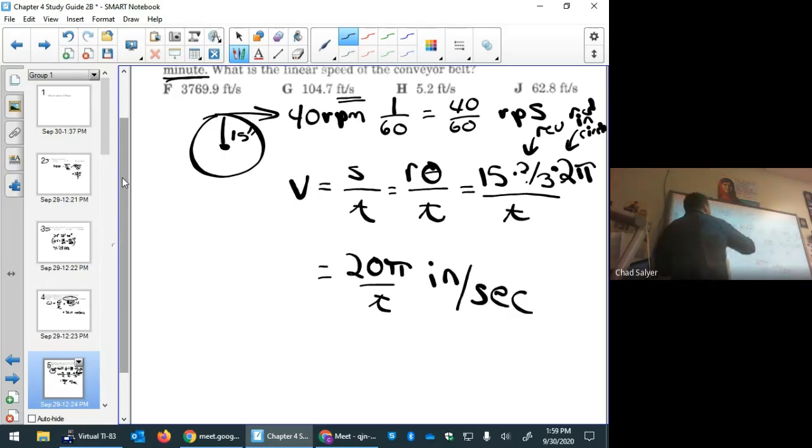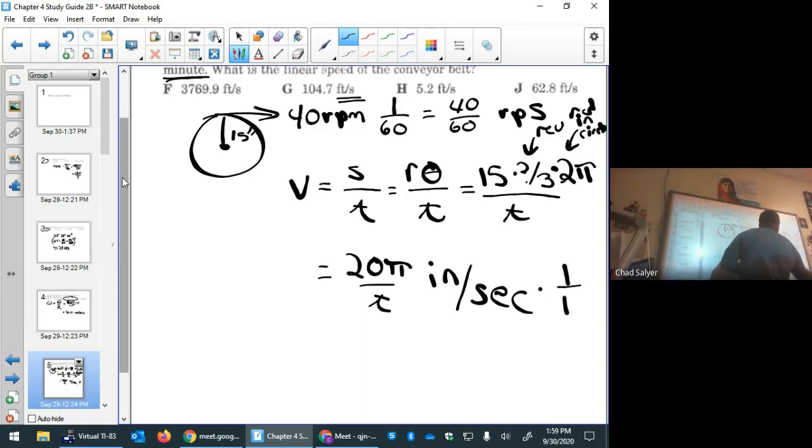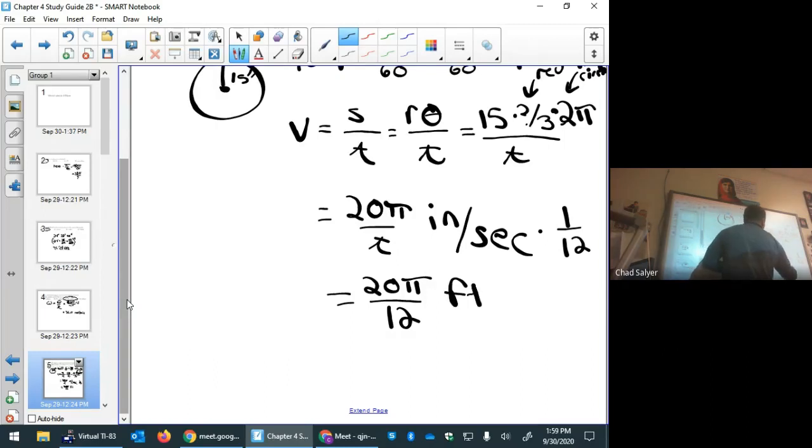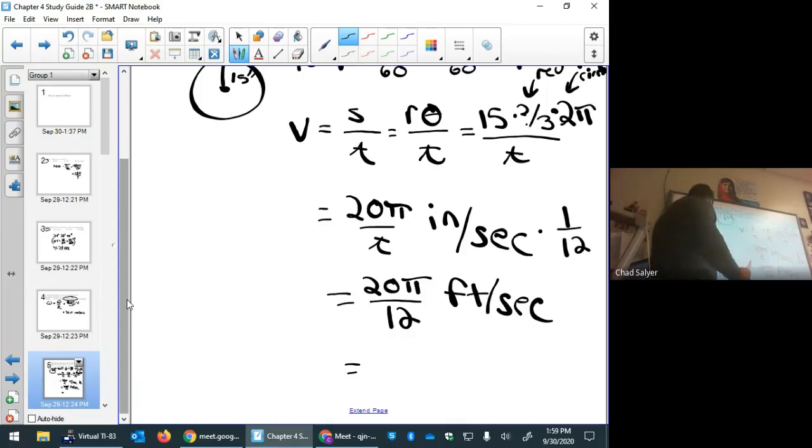So we want feet per second. We've got to multiply again times 1 over 12 to change those inches to feet. It takes 12 inches to make a foot. So for every inch here, I have to have 1/12 of a foot. So that's 20 pi over 12. And that's finally in feet per second. And let's reduce that.